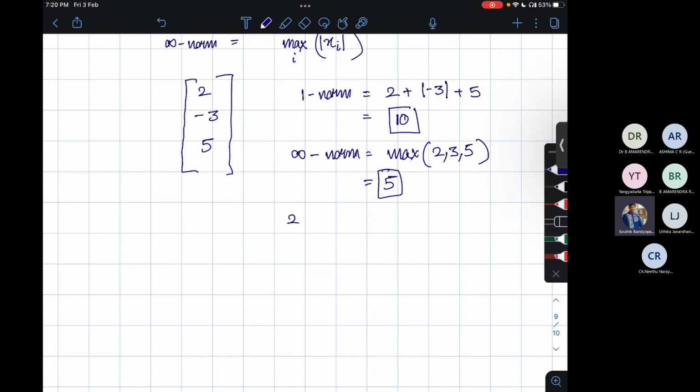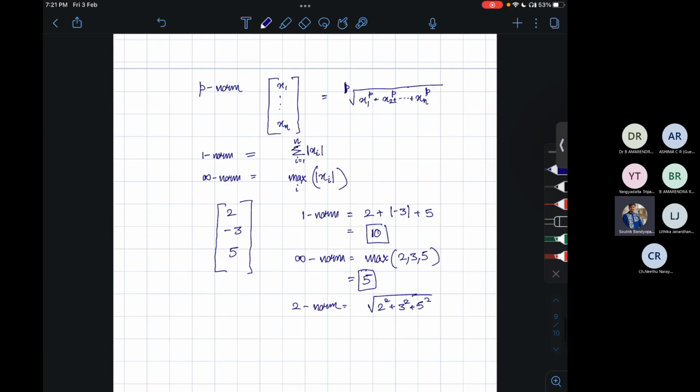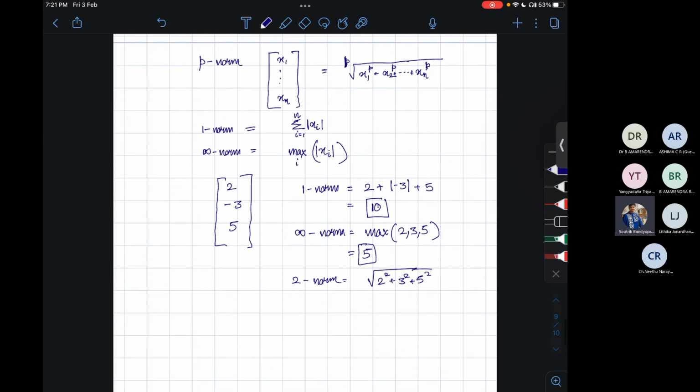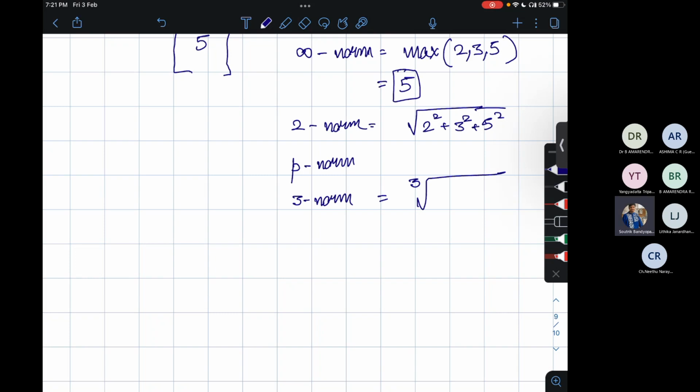And similarly, for completeness' sake, the 2 norm is the square root of 2 square plus 3 square plus 5 square. You could compute that, but let's not waste time computing it. But these are the 3 norms. And in general, you could have a P norm. Let's say I have a 3 norm, so you could compute the cube root of the sum of the cubes.